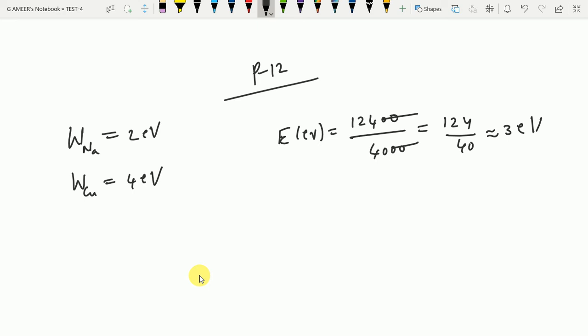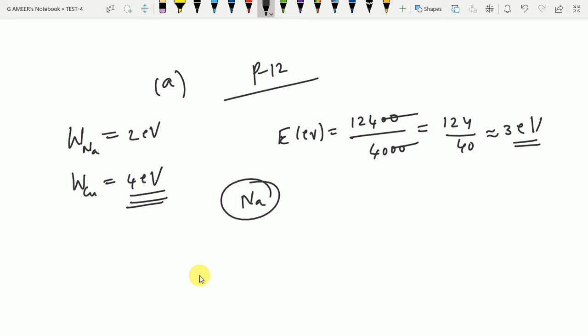So incident energy is 3 electron volts, so there is a possibility for the emission of electrons. But in case of copper, the threshold is 4. So that means the incident energy is 3 electron volts, which means there is no emission of the photoelectron. Sodium is the best suitable. So if sodium is the best suitable, which option is the best here? A option is the best here.